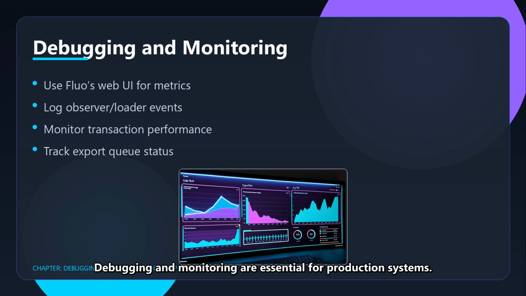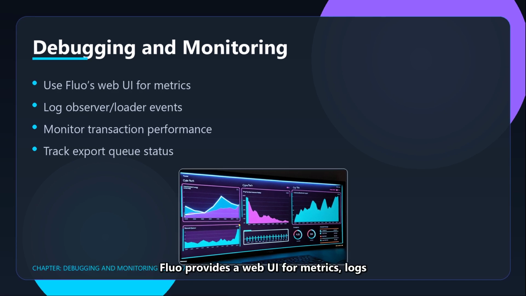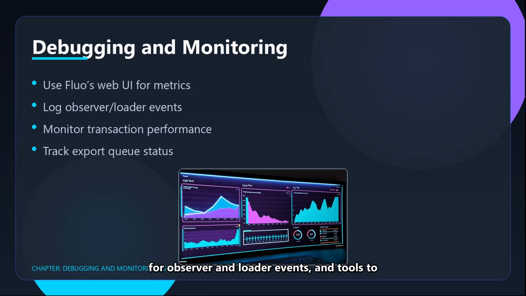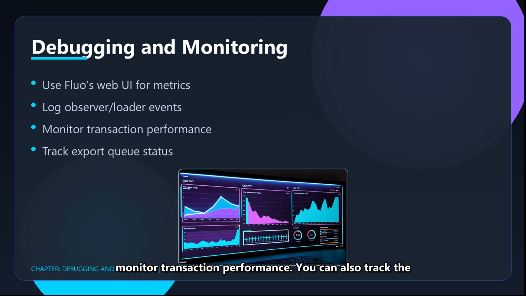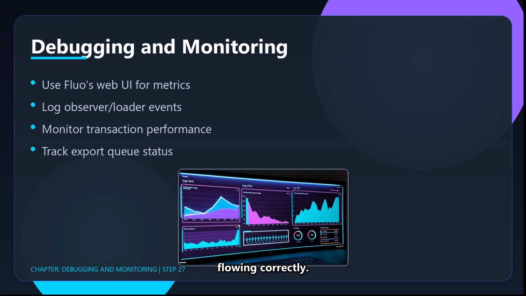Debugging and monitoring are essential for production systems. Fluo provides a web UI for metrics, logs for observer and loader events, and tools to monitor transaction performance. You can also track the status of export queues to ensure data is flowing correctly.